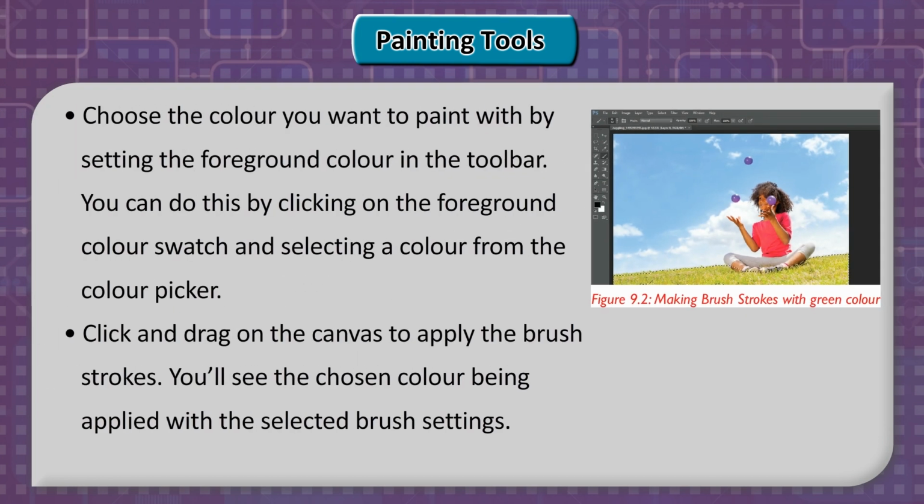Choose the color you want to paint with by setting the foreground color in the toolbar. You can do this by clicking on the foreground color swatch and selecting a color from the color picker. Click and drag on the canvas to apply the brush strokes. You'll see the chosen color being applied with the selected brush settings.